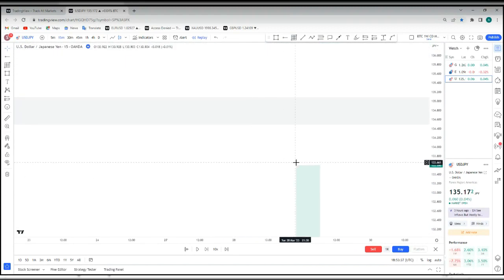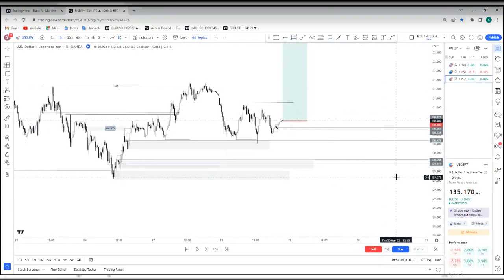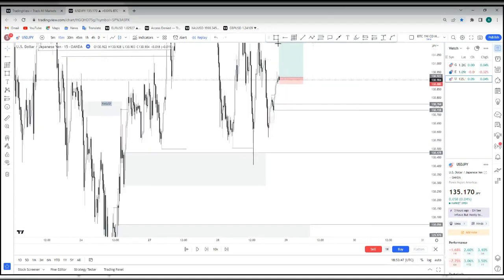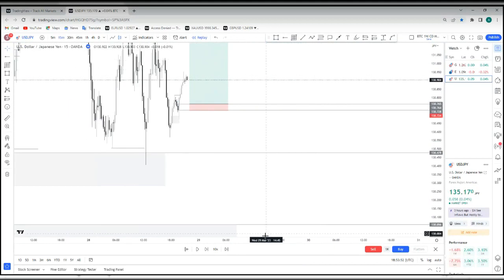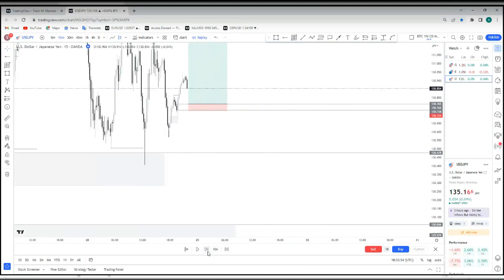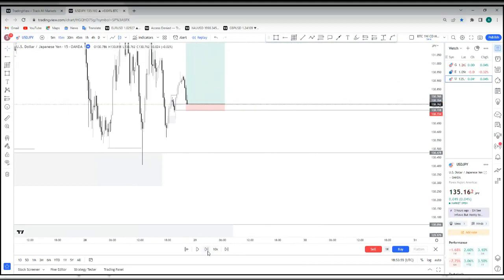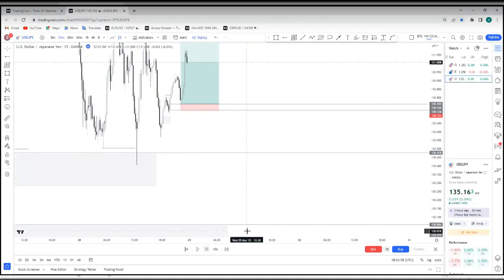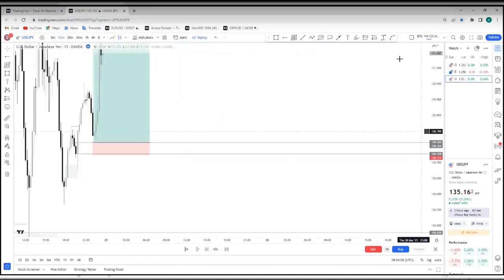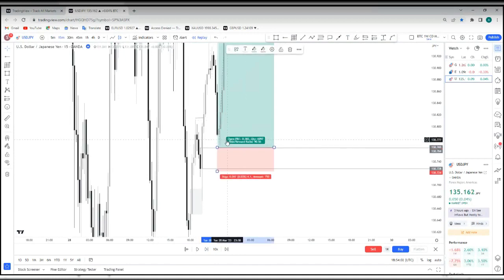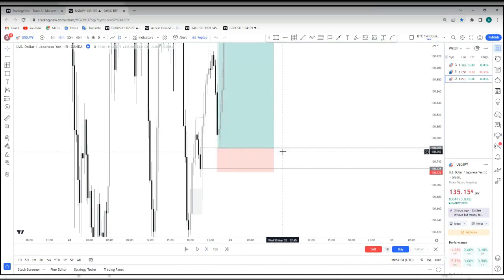I'm still targeting the high. This is over 371 pips, if I'm not mistaken. Now, this is my demand. Then I'll be waiting for price to come back there. Can you see? See the sniper. Now, for those that use the body, they'll still be waiting for price to come back.